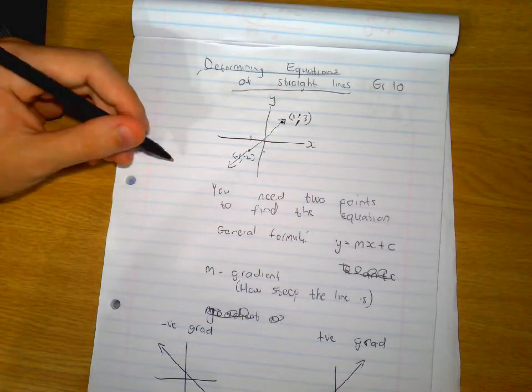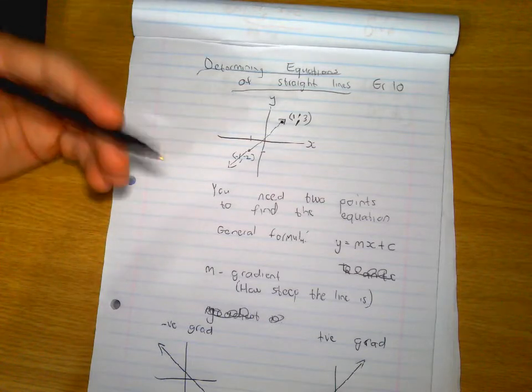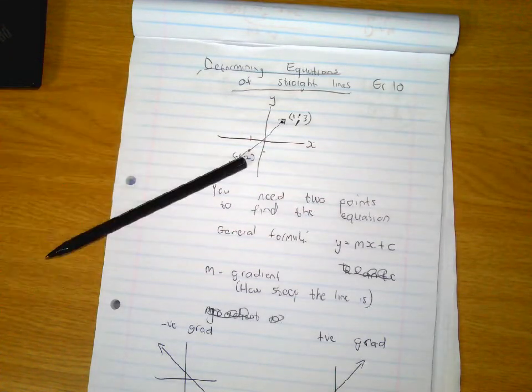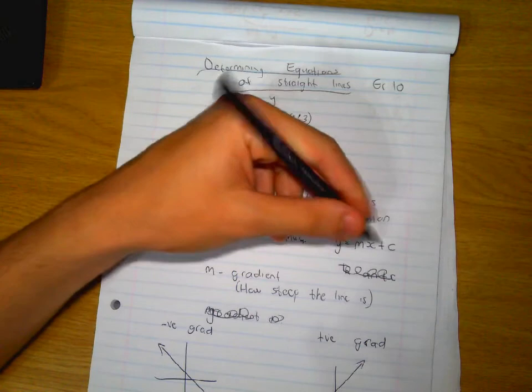In the same way that I need 2 points to draw a straight line, I also need 2 points to find the equation. If I only had 1 point, I wouldn't know which direction the line is going in. So for the equation, you need 2 points, just the same as when you draw. The general formula here is y equals mx plus c.